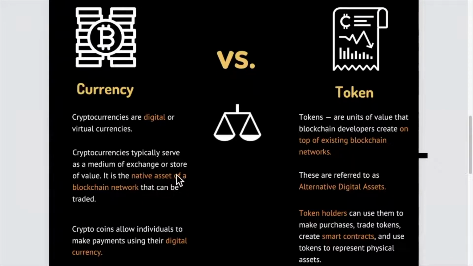Cryptocurrencies are the native asset of a blockchain network that can be traded. So, for example, the native asset of the Bitcoin network is the BTC, right? The Bitcoins. The native asset of the Ethereum network is ETH, the Ethers. And so there's a difference between networks and the currency that is a native asset of that network. So, real simply, a token is a unit of value that blockchain developers create on top of an existing blockchain network. So, tokens are built on top of an existing currency network.